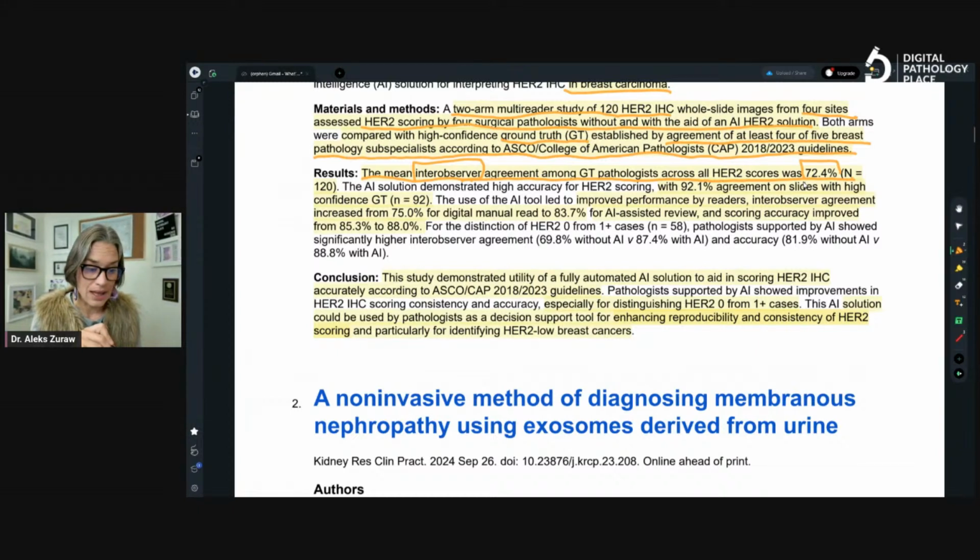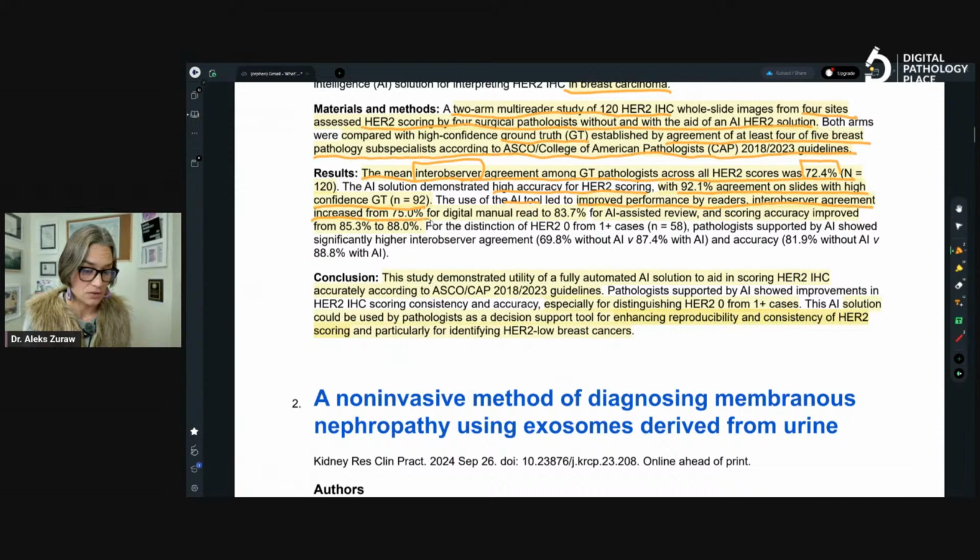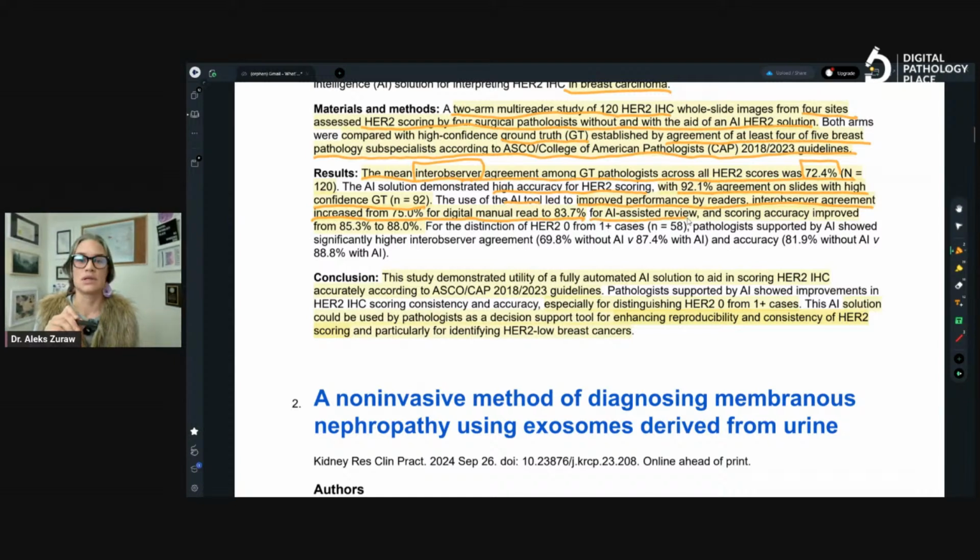72.4. And the AI solution demonstrated high accuracy of HER2 scoring, with 92.1% agreement on slides with high confidence ground truth. And the AI tool improved performance by readers. Inter-observer agreement increased from 75 for digital manual read to 83.7 for AI-assisted. It's funny, digital manual, as if you were reading with your hands. I call it visual, but we know what that is, basically: non-automated and automated.